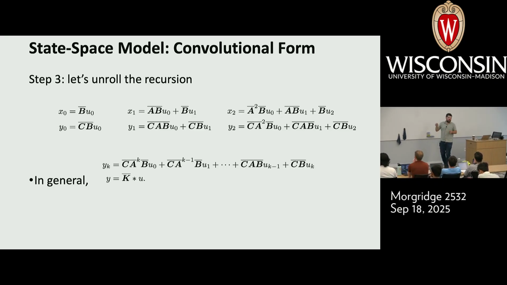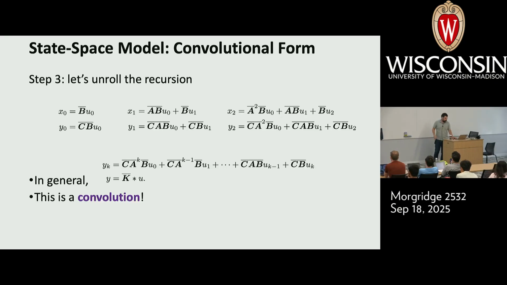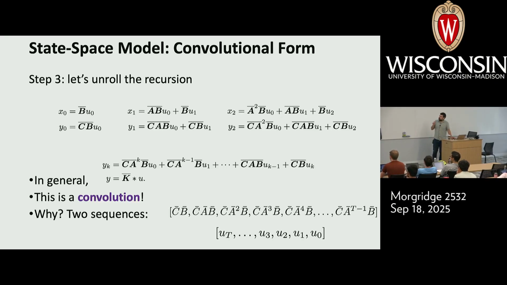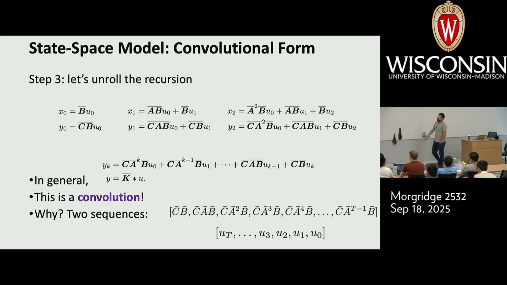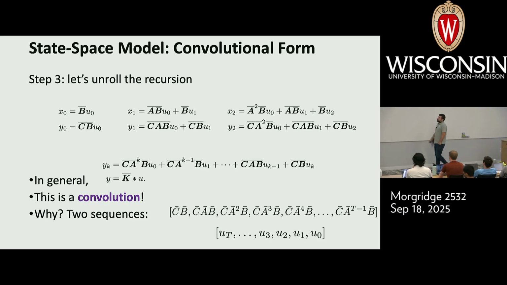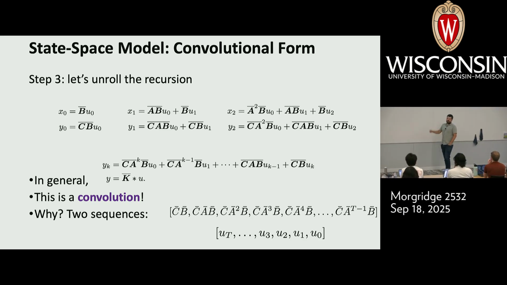This is actually how it's done in EE typically before you do higher dimensional versions. Let's see what the two sequences look like. The top one is this k. And what does it look like? Well, it starts off by being CB, then CAB, then CA squared B, and so forth. The bottom one is just our input sequence.